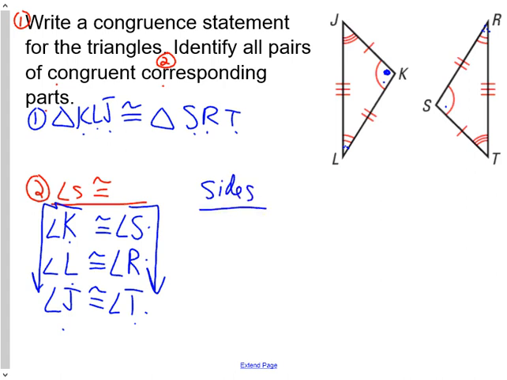Just to finish it off, right? We got JK and ST are congruent. We got KL and SR congruent. And then lastly, we got JL and RT congruent.